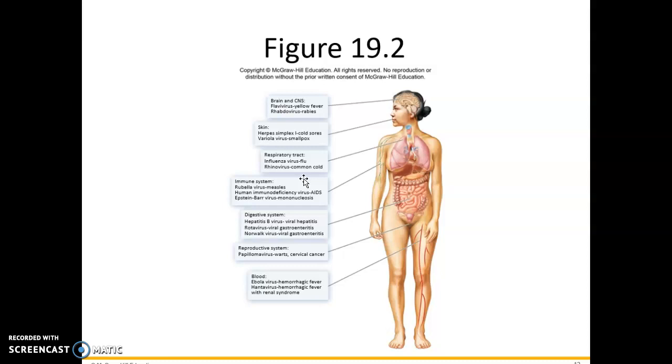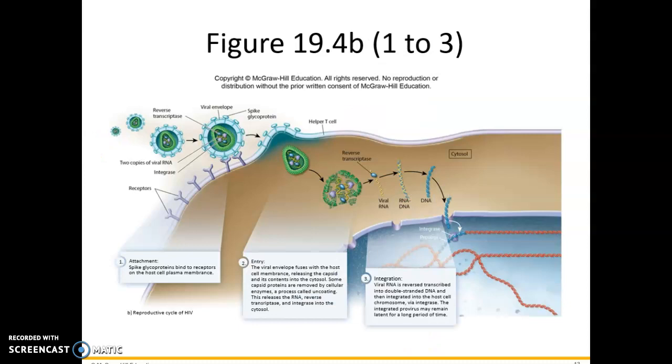So let's talk a little bit about how viruses get in and what their life cycle is. And this is a very generic depiction. They are all very different in their, what we call their life cycle.